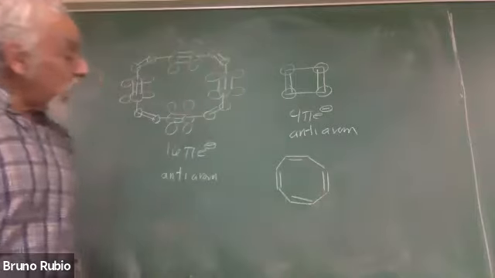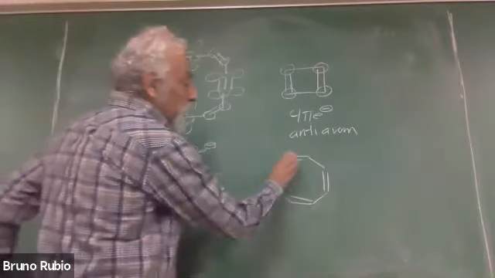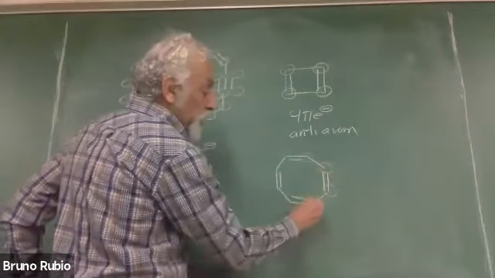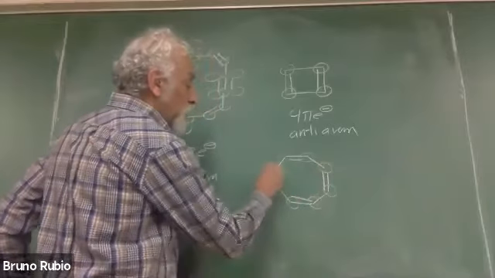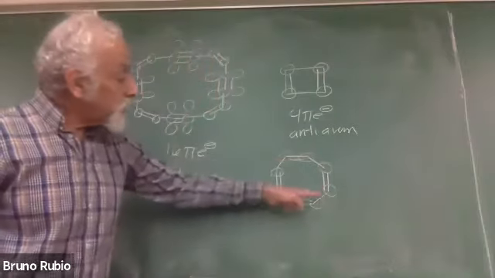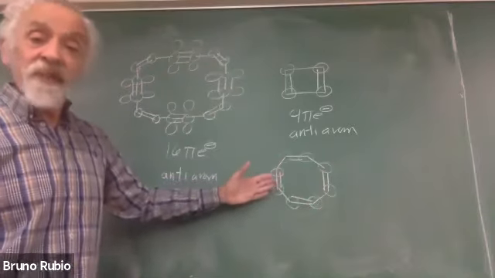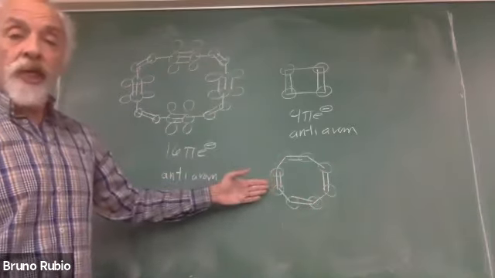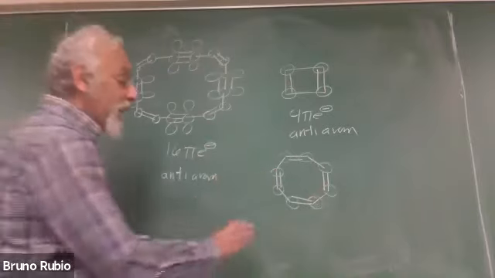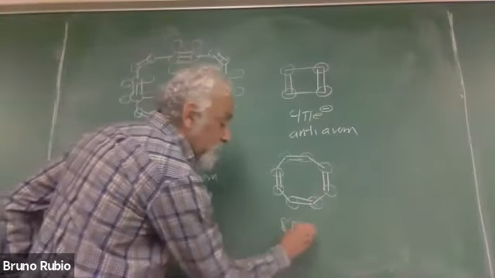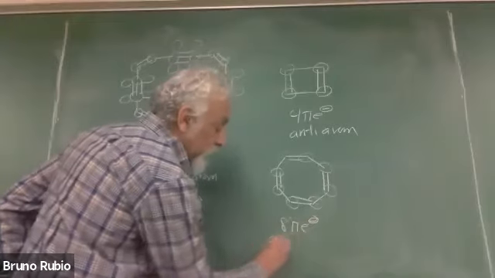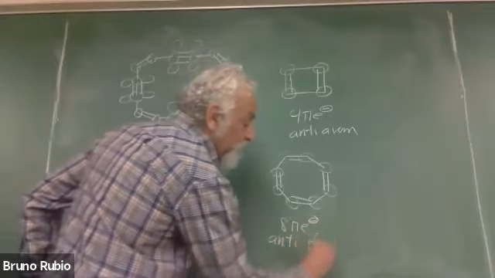See, I'm looking at that and I'm seeing, oh, p orbital there, p orbital there, p orbital on each carbon. 1, 2, 3, 4, 5, 6, 7, 8 electrons. If this were planar, it would be anti-aromatic. It's an 8 pi electron system. It's anti-aromatic if planar.